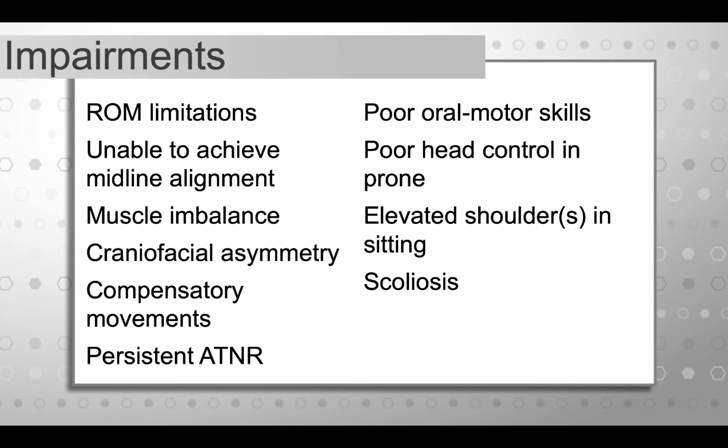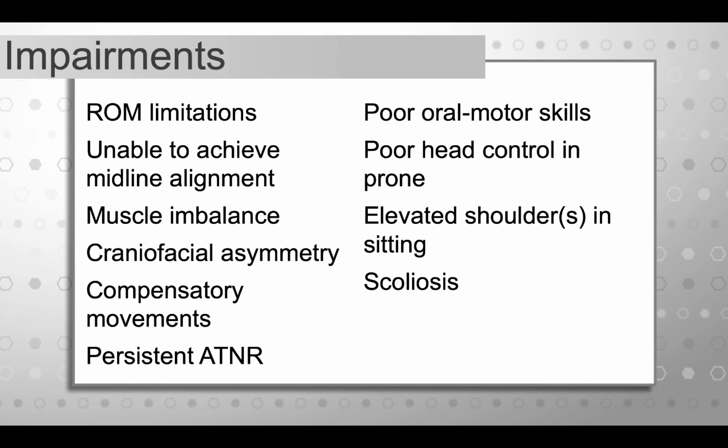So some impairments that we may see with congenital muscular torticollis, first and foremost, is the range of motion limitation. And that's really right out the gate what we see. Babies are unable then to achieve midline alignment because they're holding that head kind of tilted and rotated. So now they're unable to get their head and face to midline, which then can start to interfere with their ability to bring their hands to midline and hands to mouth. And so this can become an issue for future development.